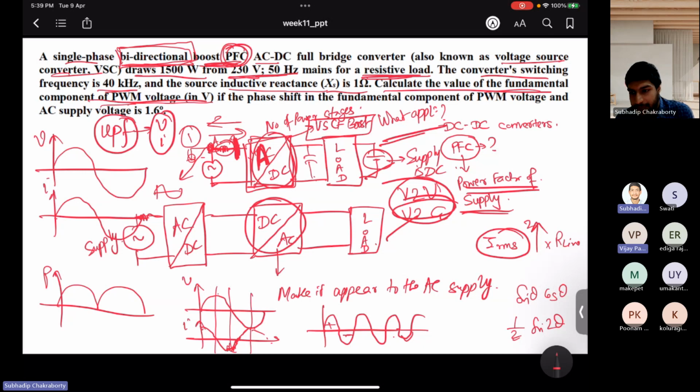then what is the meaning of unity power factor? Your voltage and current both are purely sinusoidal, and they don't have any phase shift between them. If those are the two conditions, then you can tell that the supply is throwing purely active power to the load. Power transfer happens only because of the active component, because otherwise your voltage and current don't have any harmonics within them. So we can identify that, first of all, the power transfer is happening at unity power factor.